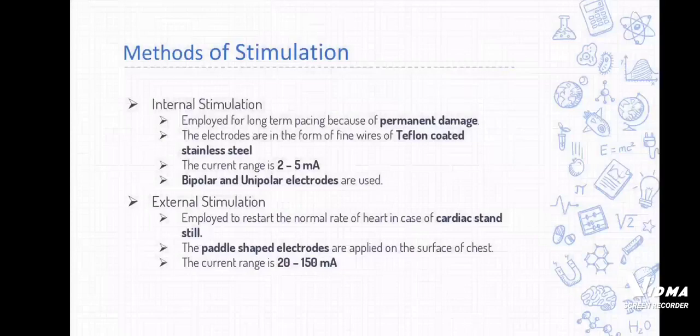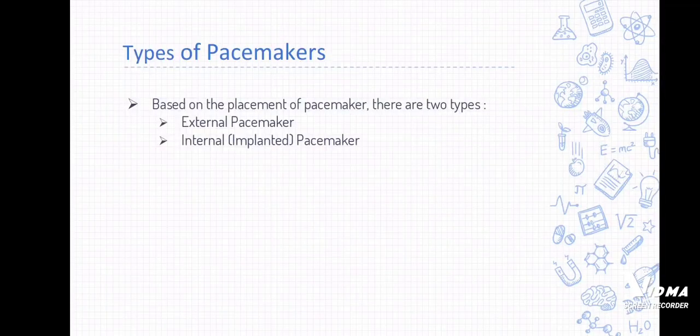Methods of stimulation. There are two methods, known as internal and external stimulation. Internal stimulation prevents the normal self-triggering of the heart, while external stimulation is used to restart the normal rhythm of the heart in case of cardiac standstill.